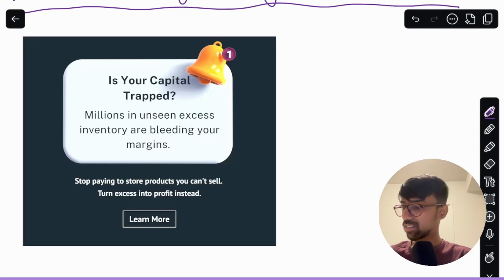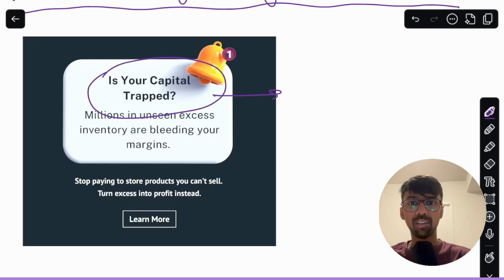The first thing you see here is the hook. Is your capital trapped? We are not talking about software or features. We are speaking directly to our customers' language. Capital, margins, these are the keywords that actually keep people like CFOs up at night. So the ad says basically, then you come to the copy.